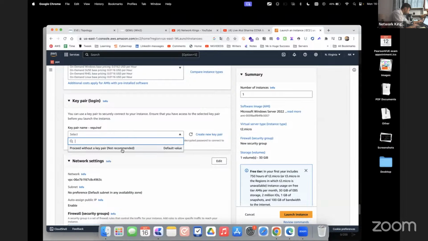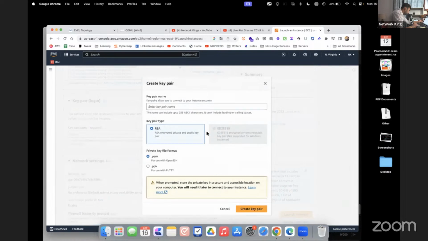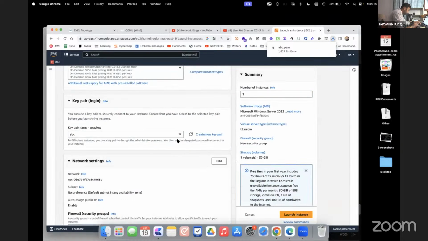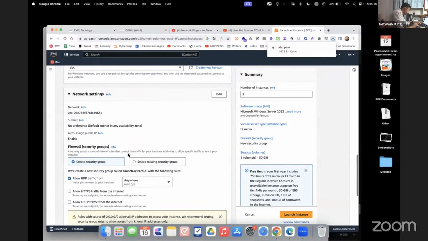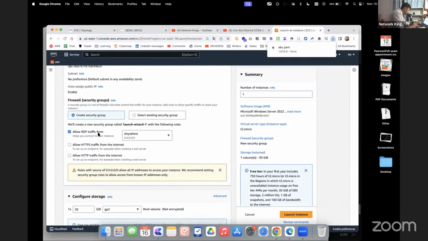So proceed, create. I have to create a key here. I can also give a name to the key. Okay. So you can see all the rules. By default, everyone is permitted.